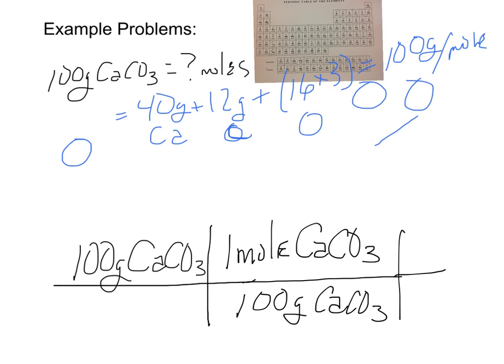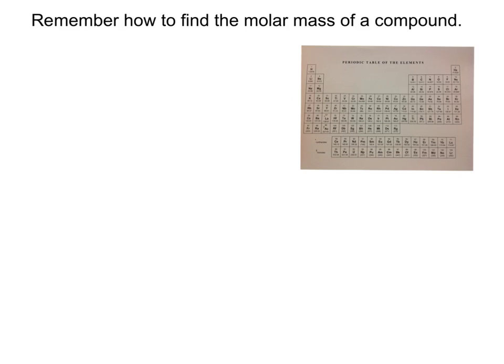First thing I do is cancel like terms. I've got a gram up here and a gram down here. Anything that's above and below the number line I can cancel. That's what math tells me to do. So the only thing I have left is moles, which is what they asked me for. 100 times 1 is 100. 100 divided by 100 is 1 mole of calcium carbonate. That's the way we would get that taken care of.